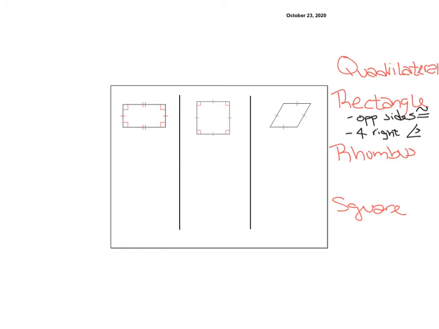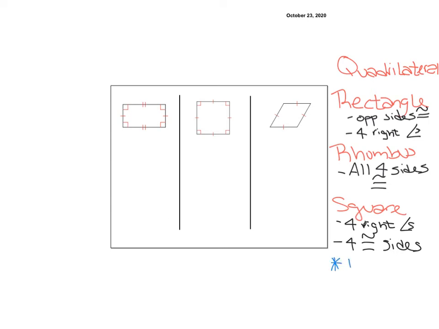With a rhombus, some of the key things that we look at are all 4 sides being congruent. So that's one of the big indicators for a rhombus. And then the square, what we're going to look for are the 4 right angles and we're also going to look for the 4 congruent sides. Now remember, if we see that we have a square, that also means that we can call this a rectangle and a rhombus.